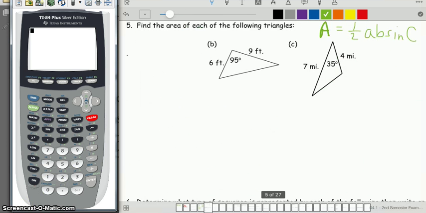Number 5, you're finding the area of a triangle. This is the formula we use if I don't know the height of the triangle. So it works on all triangles.